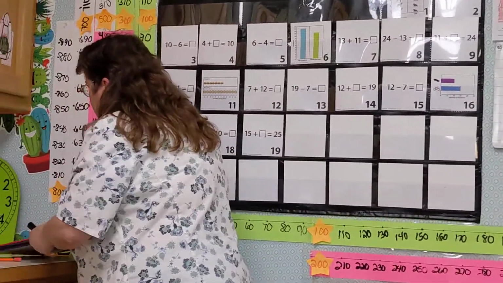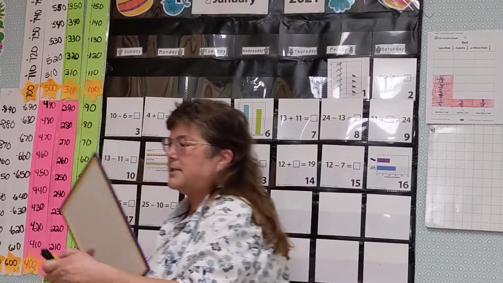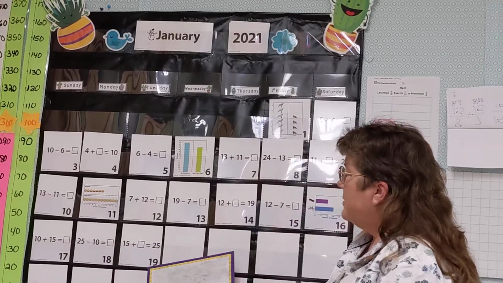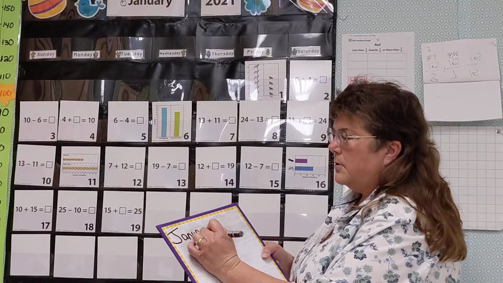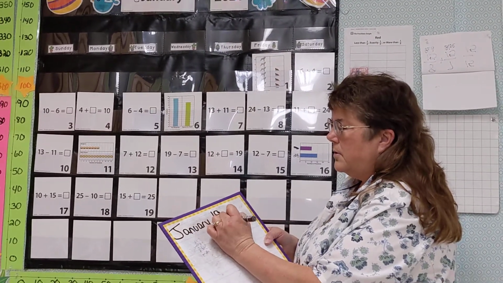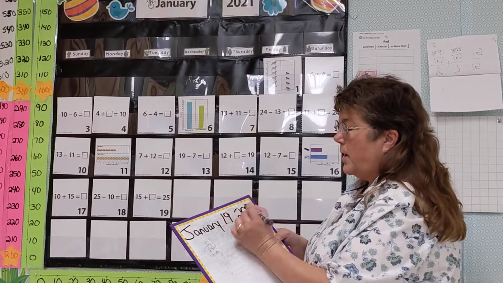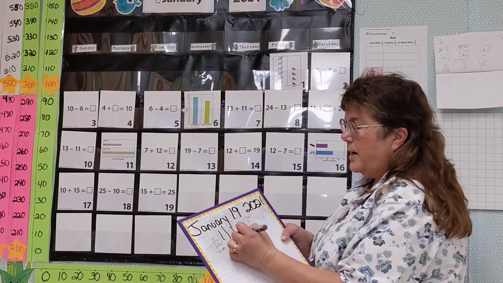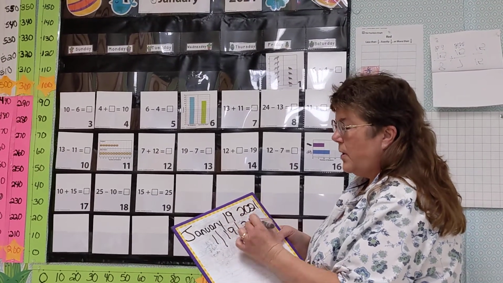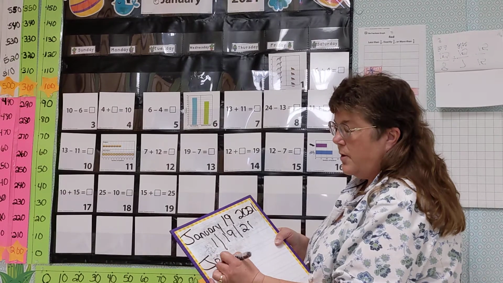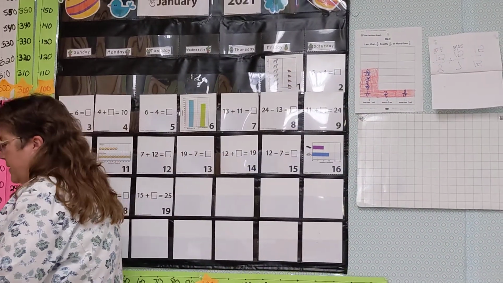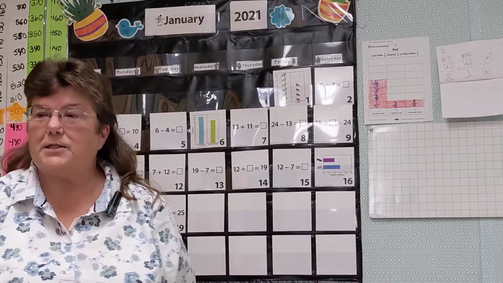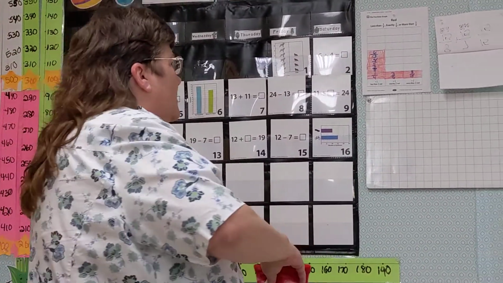But let me write the date. So today was January 19th, 2021. And numerically, we write it 1/19/21. The abbreviation for January is JAN, period. Okay, it is the 19th, so I get to pull 19 tiles.